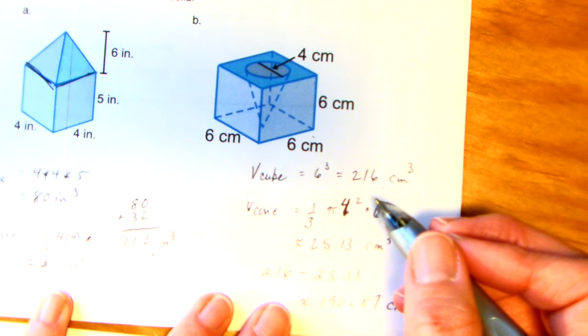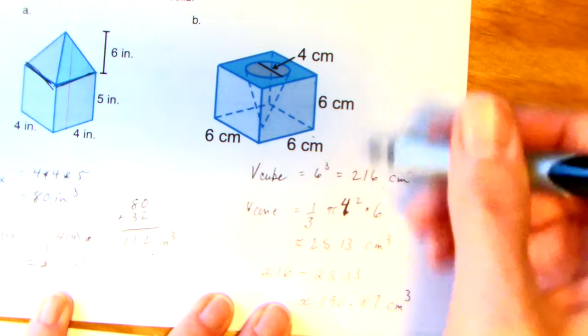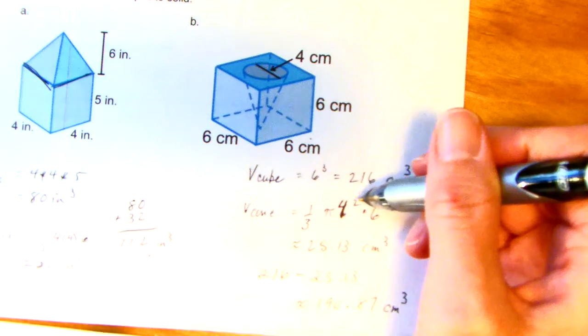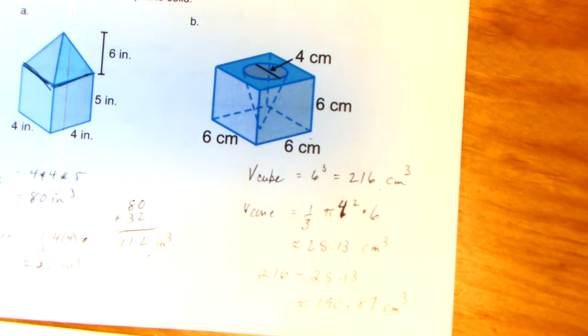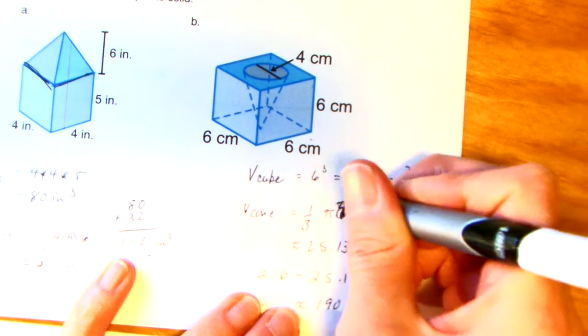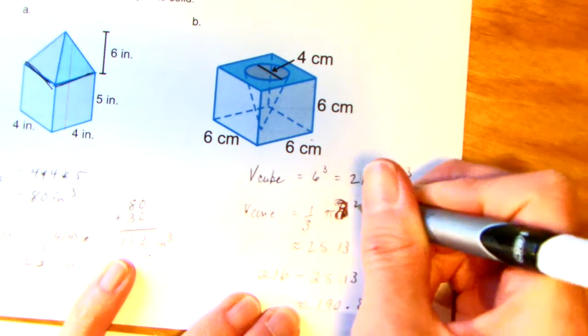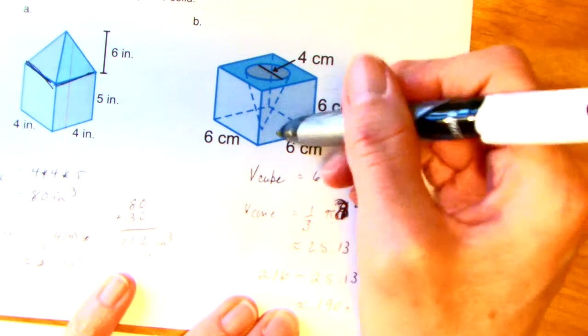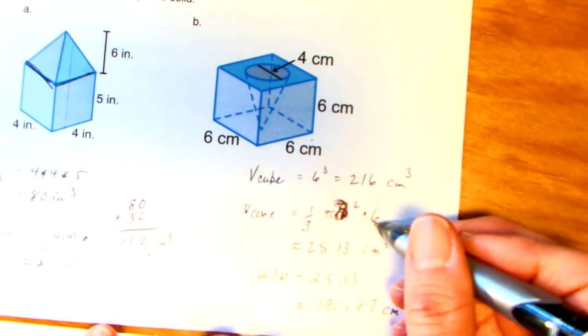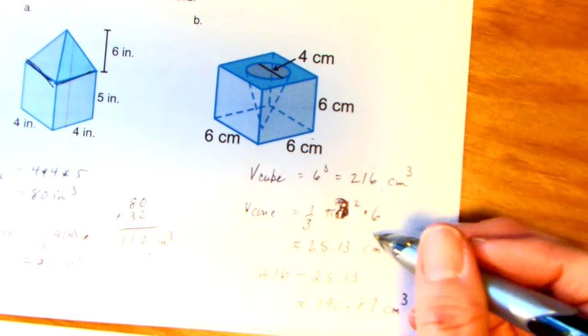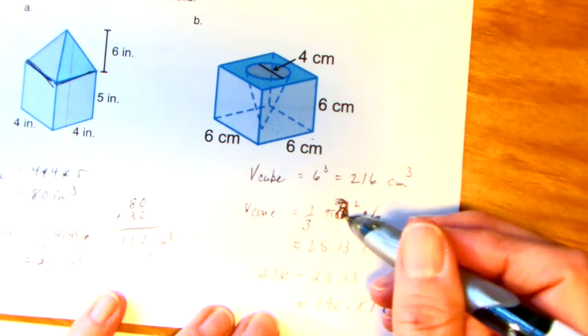Uh-oh, I have an issue here, don't I? Because I have 4 squared here. Why do I have 4 squared? What is r supposed to be? 2. 2 squared times how high it is. From here to here, it's still 6. And I have the right answer because I copied down my other page. I just mistakenly put a 4 here, so that's a 2.